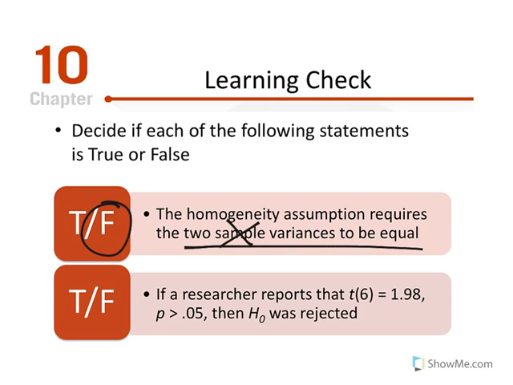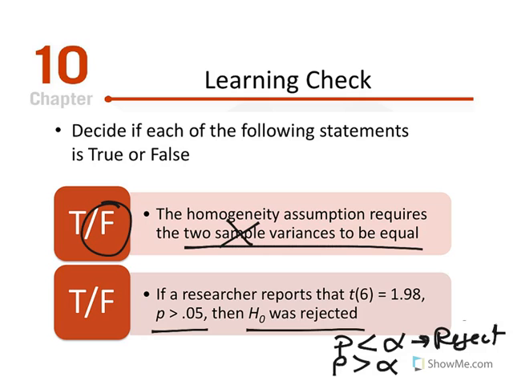Next, if a researcher reports that t with degrees of freedom equal to 16 is equal to 1.98, the probability statement is greater than alpha, then the null was rejected. And I have indicated before that when the probability statement shows p is less than 0.05, or I should just be generic and say alpha, whatever alpha is equal to, when it's less than alpha, then we reject. When p is expressed as greater than our set alpha, we fail to reject.